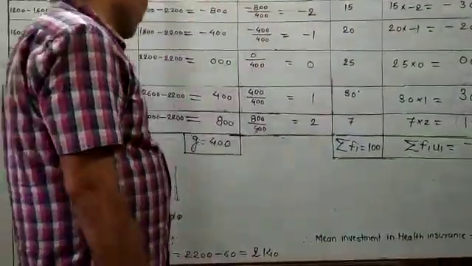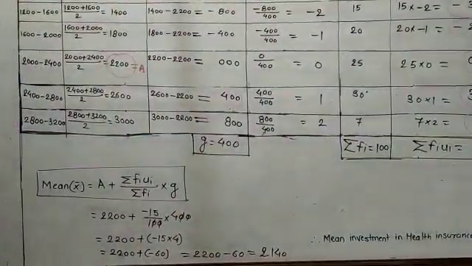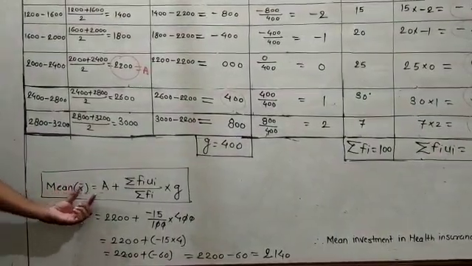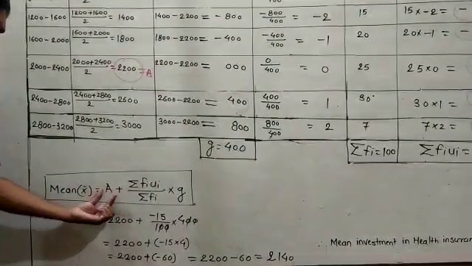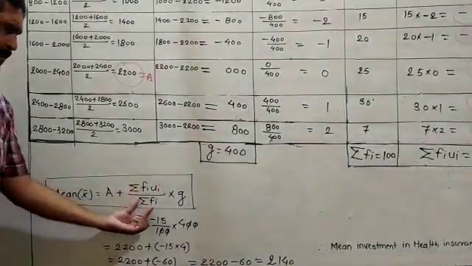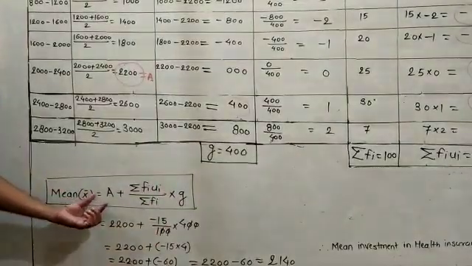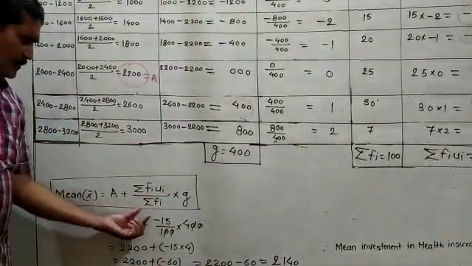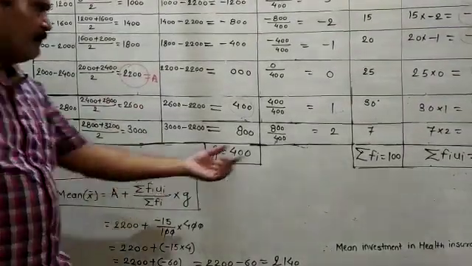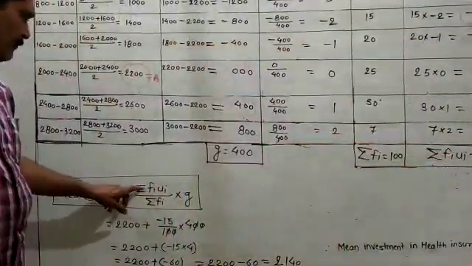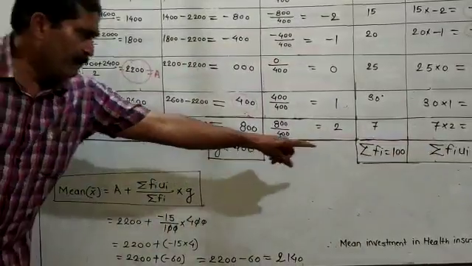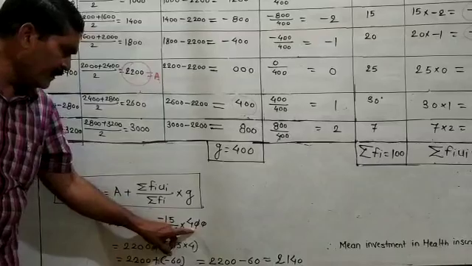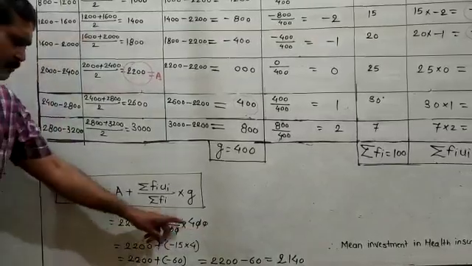Then you have to find the mean by the step deviation method. The formula for the mean by step deviation method is mean, x bar, is equal to a plus sum of fi ui upon sum of fi, into g. You have to write the value of a is equal to 2200, plus the value of sum of fi ui, which is minus 15. Sum of fi is 100. The value of g is 400. You have to put these values here.